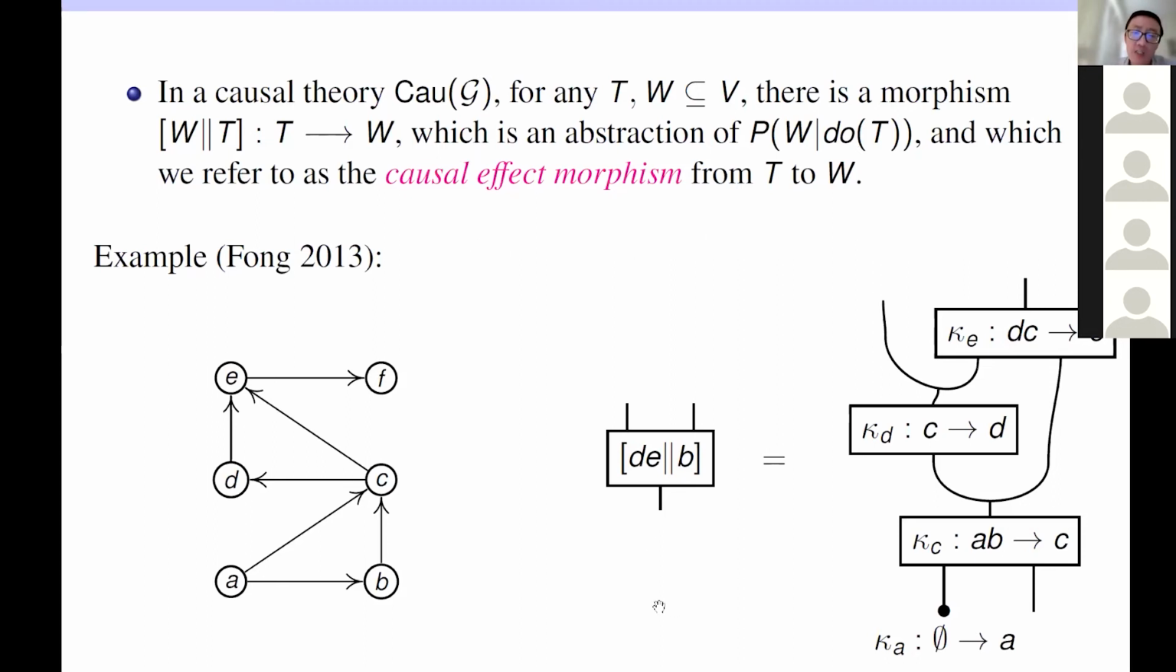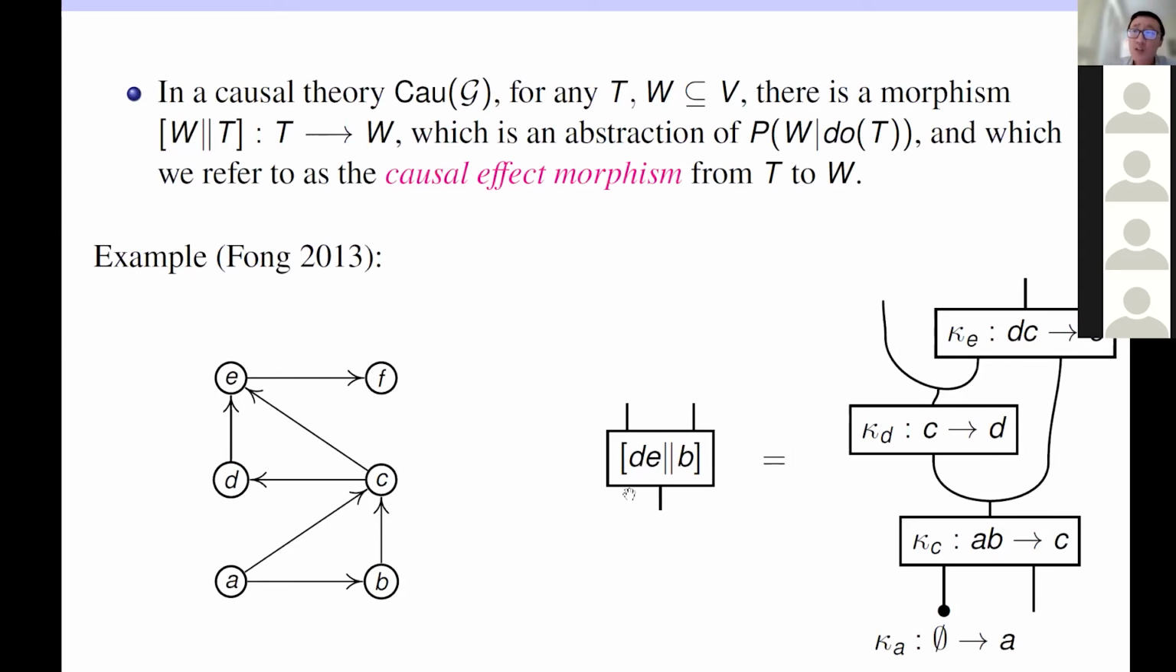Let me just give you an example. If you have a DAG here, and you wonder what's the causal effect morphism from the node B, or you may say from a variable B, to the two variables D and E. Whenever I write two variables together, I mean them jointly. Or if it's two sets, it's a union of them.